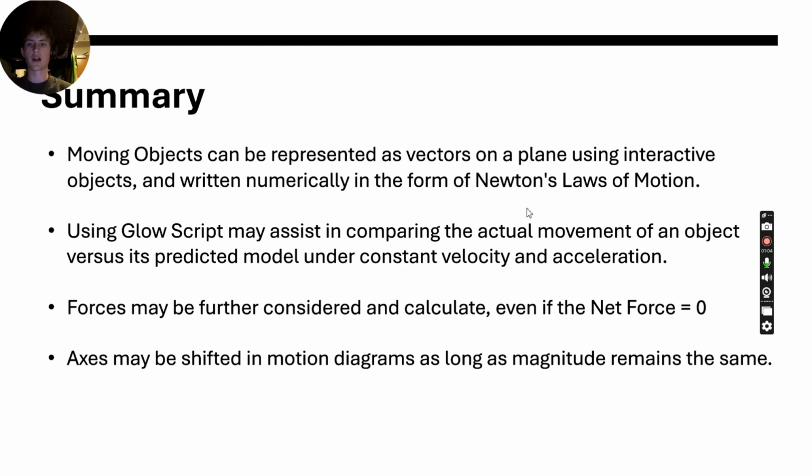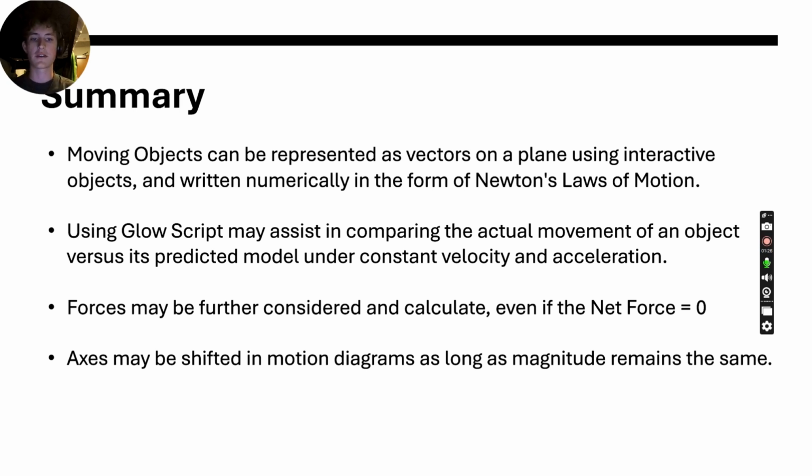As a summary, moving objects can be represented as vectors on a plane using interactive objects and written numerically in the form of Newton's laws of motion. Using GlowScript may assist in comparing the actual motion of the object versus its predicted model under constant velocity and acceleration, which is an important tool to indicate if there is net force acting upon the object.